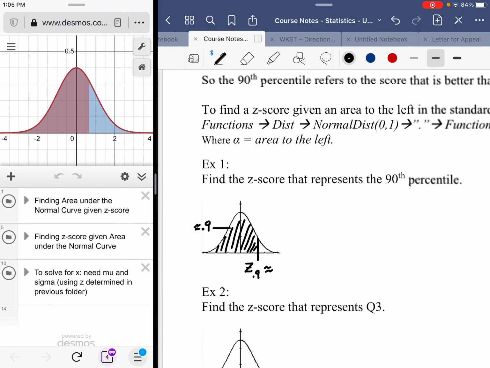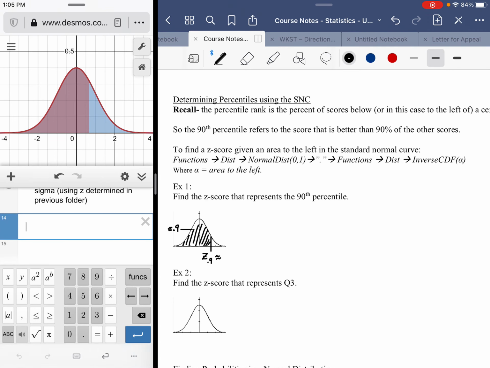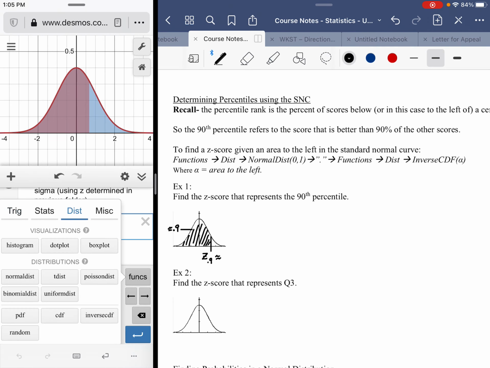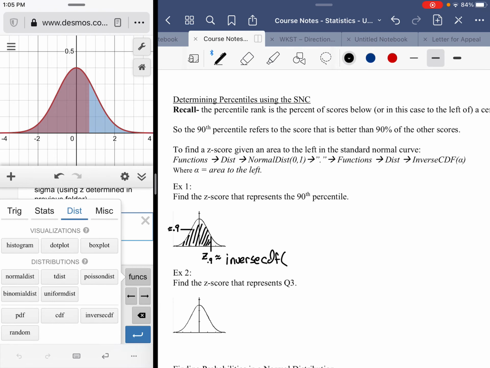Now, what we're going to type in, you could see the whole thing here. There's a lot of stuff to type in, but if you were to do it manually, you'd go to functions, distribution, and then you would tap on inverse CDF. I mean, you're not really typing in inverse CDF, you're just tapping on it. It opens up a set of parentheses. You have to tell it what distribution you're working with. We're working with a normal distribution.